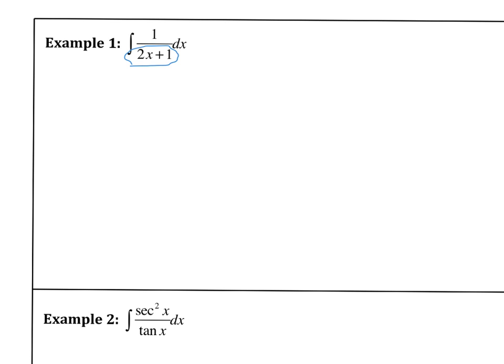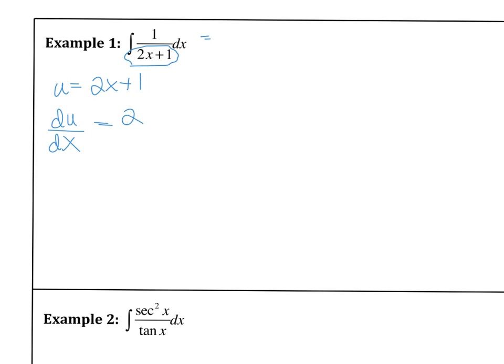Technically, the derivative of u should be 2, but on top we see 1. Not a big issue. 2 and 1 are of the right order to be the derivative of 2x plus 1, so we'll proceed. So in this case, I think it's a good idea to let u equal 2x plus 1. Then we go ahead with our regular u sub business, right, and get du dx, which in this case is 2, and then we can start rewriting our integral.